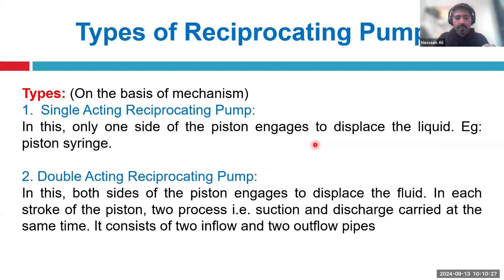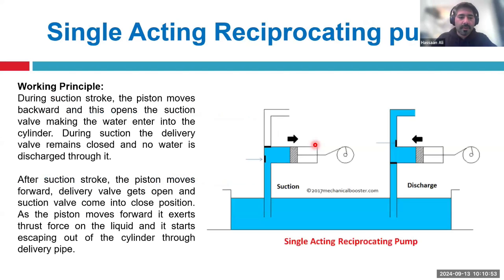So with one stroke, it will act as a suction for one side and a discharge for the other side. And for the second stroke, it will act as suction for the second side and discharge for the first side. So these can be characterized if you are looking at a reciprocating pump. Look for two inflow lines and two outflow lines. If you do see two inflow and two outflow lines, this is actually a double acting piston pump.